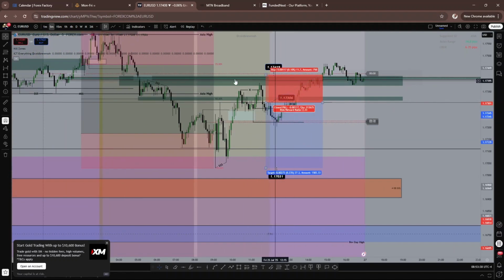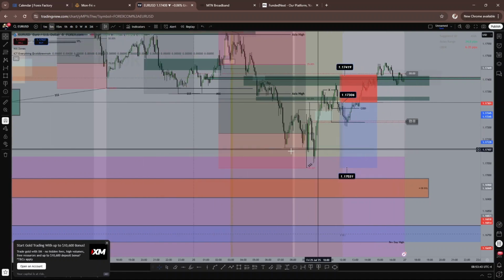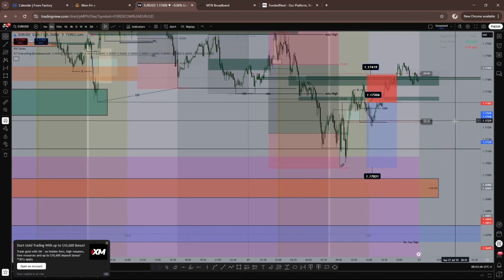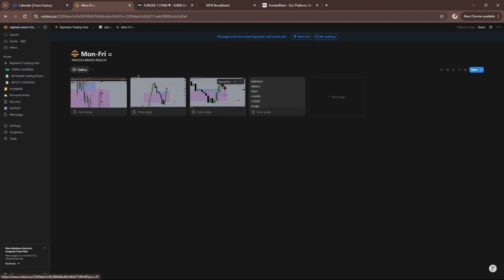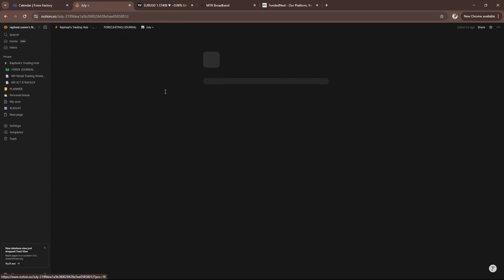This is like my A plus setup, the way it formed there, but it still took me out. Why? Because of the force of the liquidity that price had just taken out. So that's it, guys, and this is my journal for the week. Being Friday, I'll update everything and put the percent for the week here, which is what I always do if I go backward.